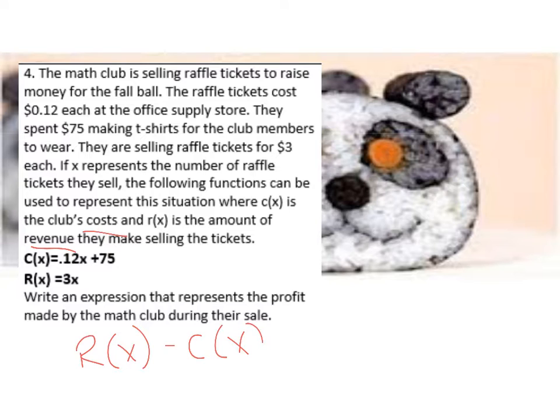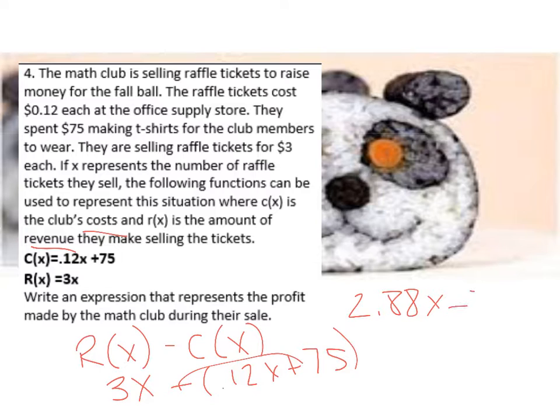So now all we need to do is substitute. R of x equals 3x minus, I'm going to put some parentheses here, 0.12x plus 75, which equals C of x. So technically here we have an expression. If you wanted to simplify, 3 minus 0.12 is equal to 2.88x. And we're also distributing that minus sign to 75, so minus 75. This is an expression that could be the revenue minus cost.